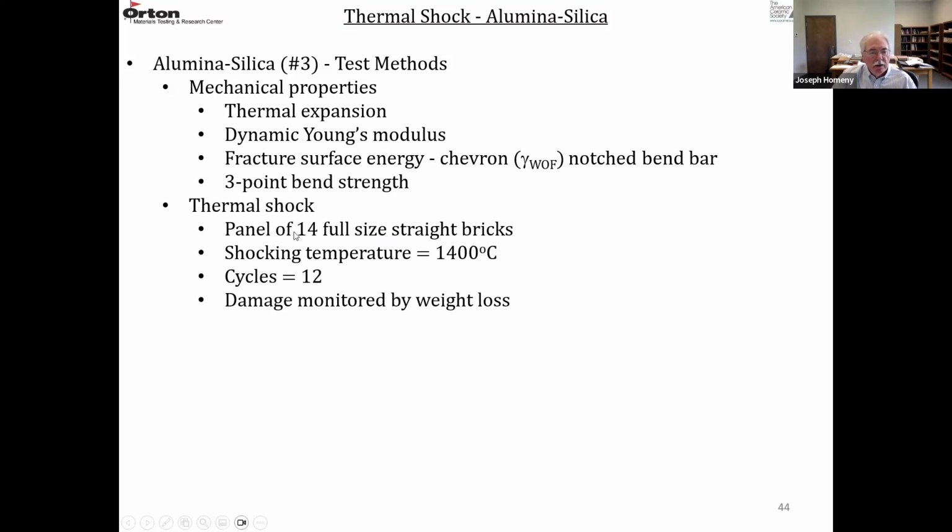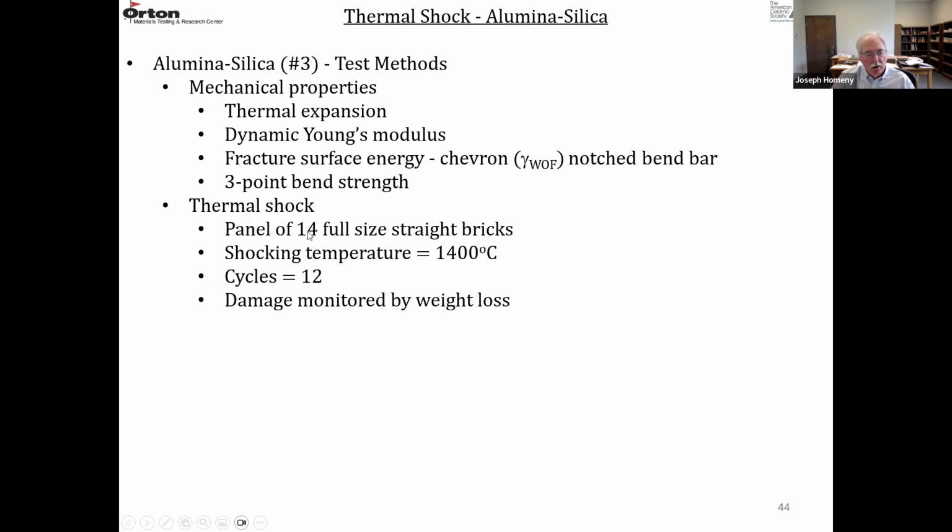Now the panel spalling test is 14 full-size straight bricks arranged in a panel. And that panel is actually a wall in a furnace. So you have a furnace at 1400 degrees C. You slide this panel in that wall, and then you actually have two panels. You slide them back and forth. So one is being shocked and one is being cooled. So it's cooled by forced air when it's not in front of the furnace.